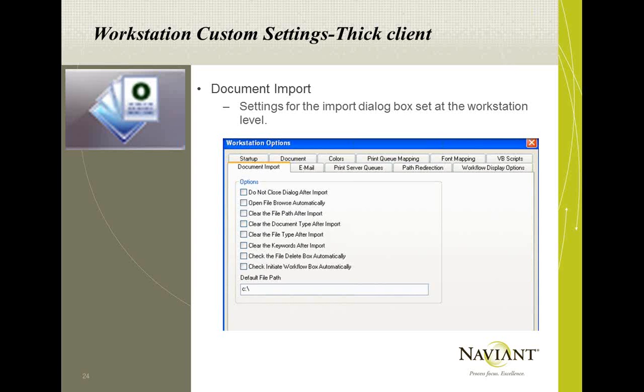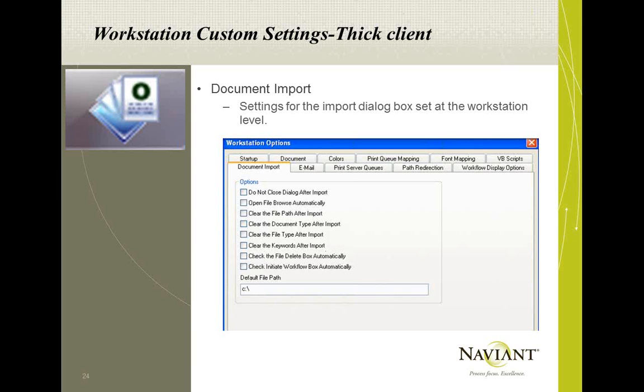Now, as you can see, there's a lot of different things, and you may have users that ask you, well, every time I import a document, it gives me the keywords for the last document I imported. Well, here's where you can make those changes. So you can say, clear keywords after import, or clear the document type after import, which, if they are bringing documents in for several different document types, might be a good thing to change. If they're always importing into the same document type, then maybe that's a good one to leave alone, because then they don't have to enter it every time.